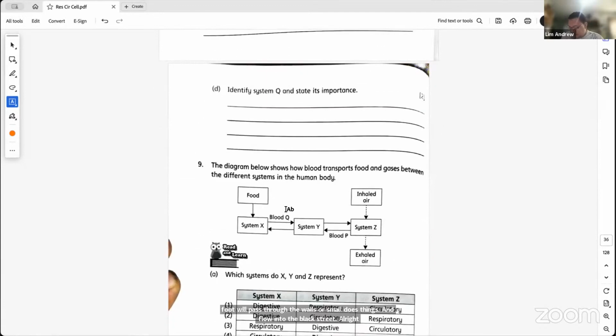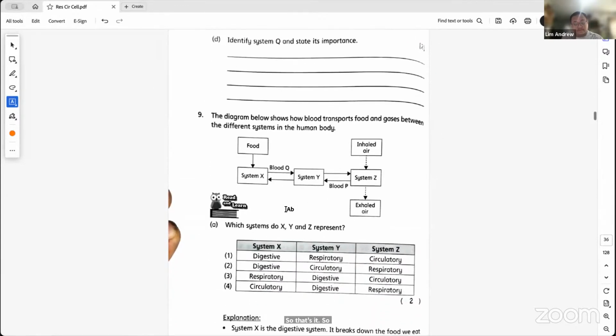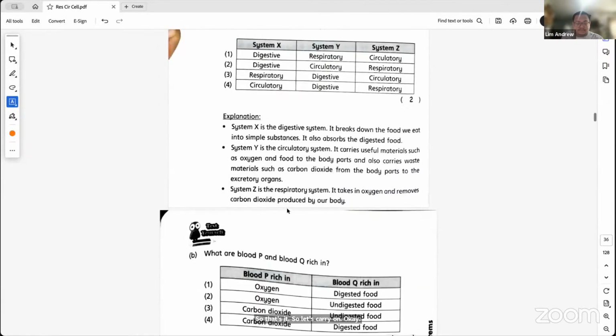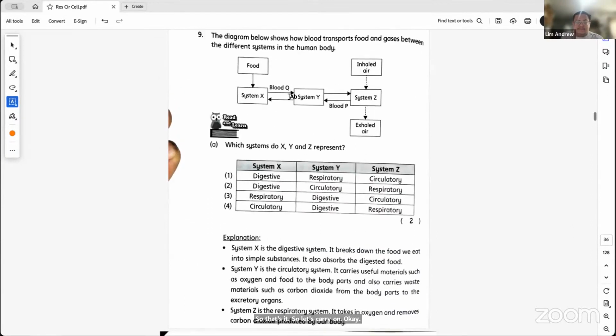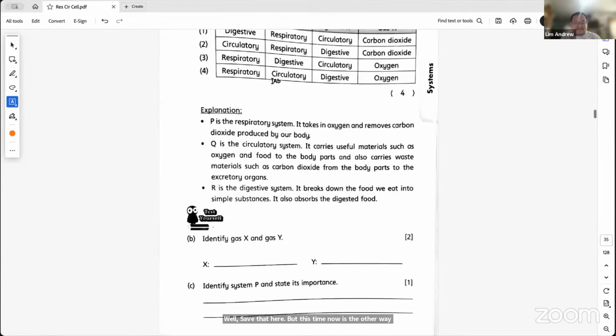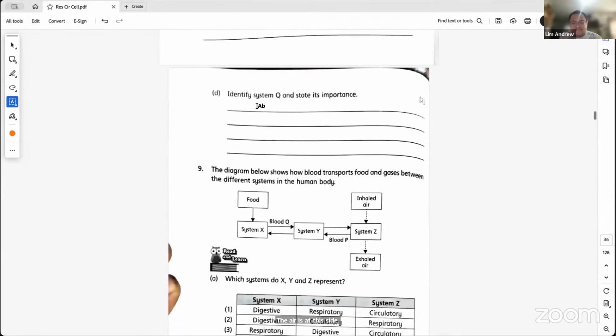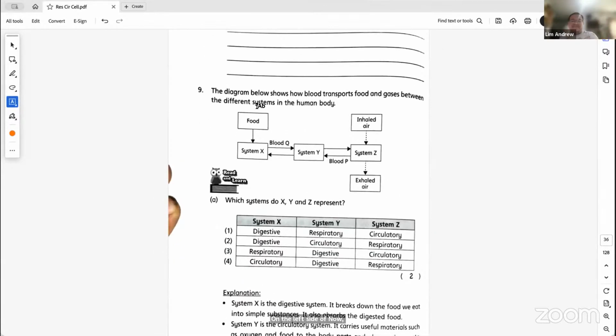So let's carry on. Oh, I have to answer this. Same diagram here, but this time around it is the other way around. Just now you saw the diagram here, the air is at this side, on the left side of the screen. Now, in the diagram, the air is at the right side of the screen. So always remember to see the main thing, which is the air or lungs. Where is it located? From there, you will know how to answer the questions.